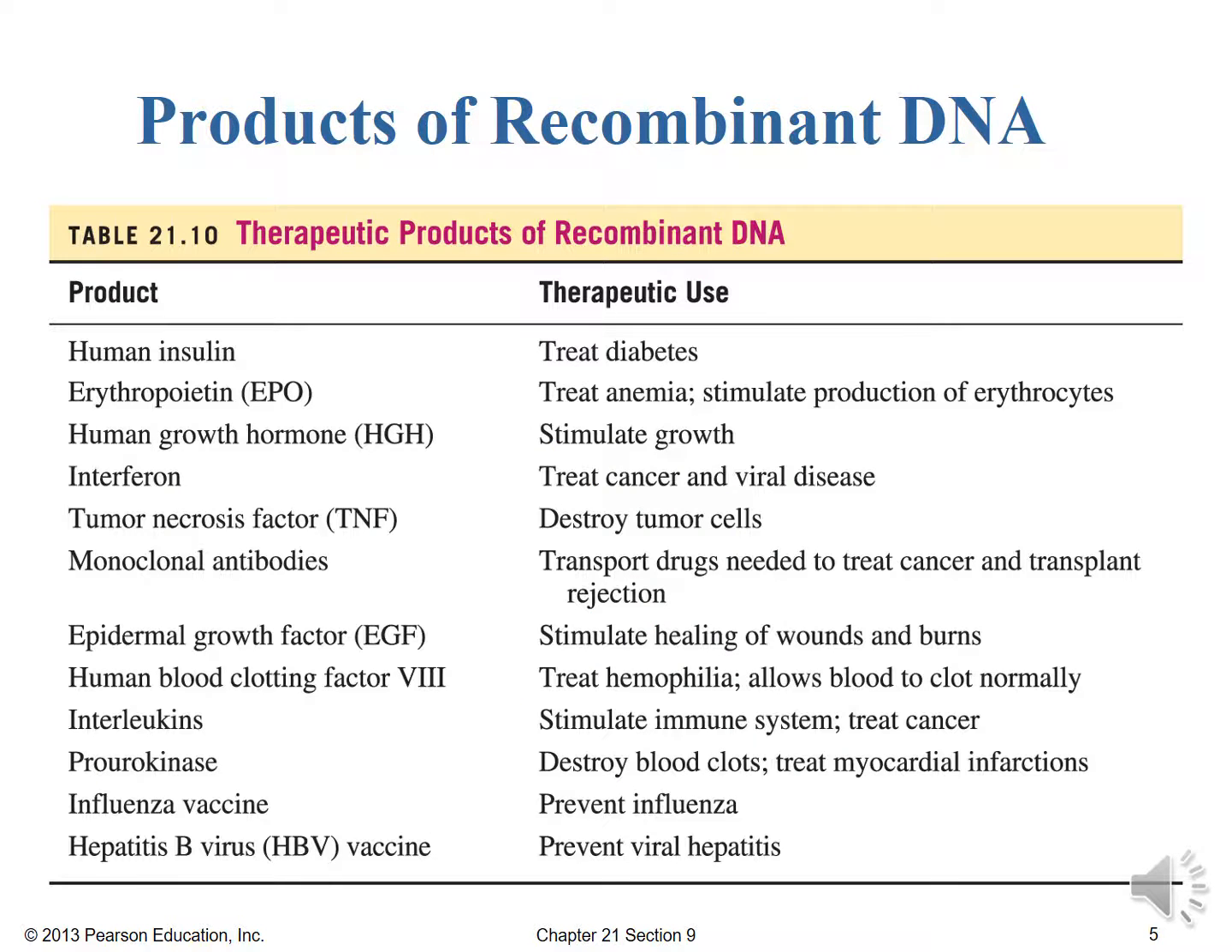And so some of the successes here are products of recombinant DNA for therapeutic use. So human insulin, for instance, is used to treat diabetes. Erythropoietin treats anemia, stimulates production of erythrocytes. Human growth hormone stimulates growth. Interferon is there for treating cancer and viral disease. And just on down the line to look at these different applications of recombinant DNA technology. So lots of good things. It's not a whole lot of Frankenstein type stuff. It's actually very good and very safe science that results in true and measurable benefits to human life.